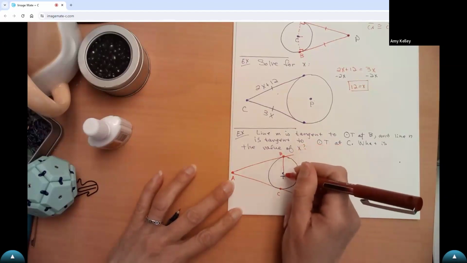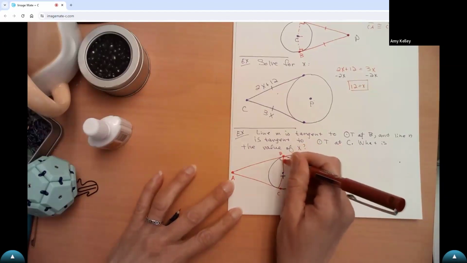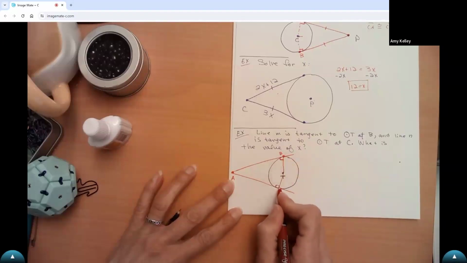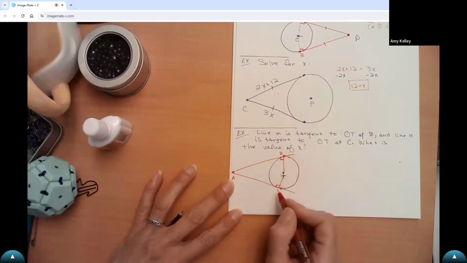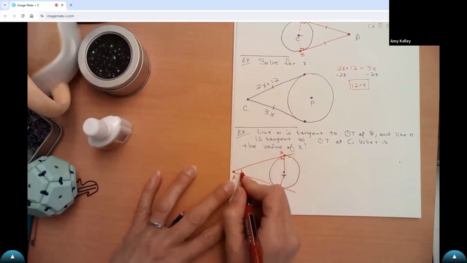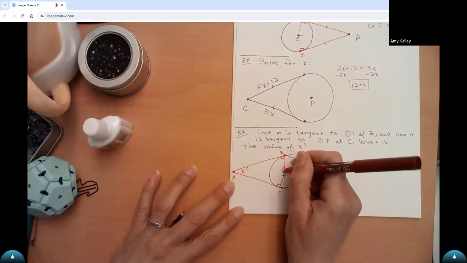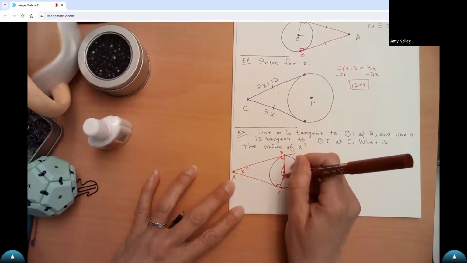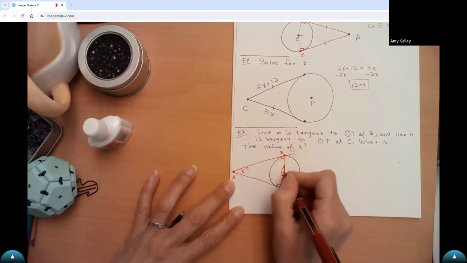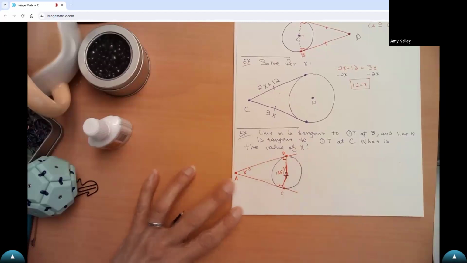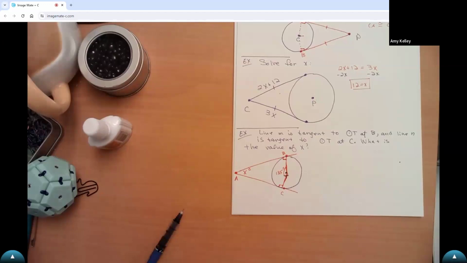Then we have this here and here. And remember, we know that the tangent line is going to form a right angle with the radius. So we've got two right angles here and here. This is x degrees. And this central angle here, it's not really drawn the greatest, is 135 degrees. So how can we figure out the value of x? What do you think?